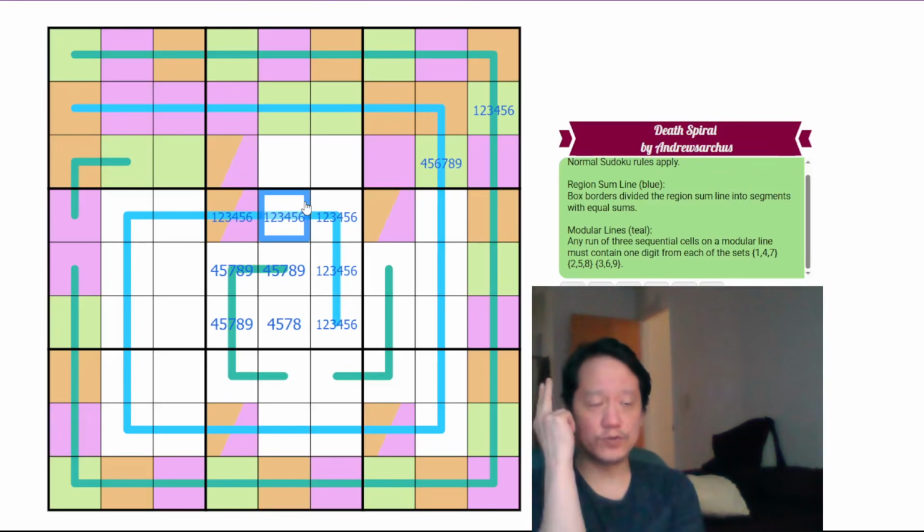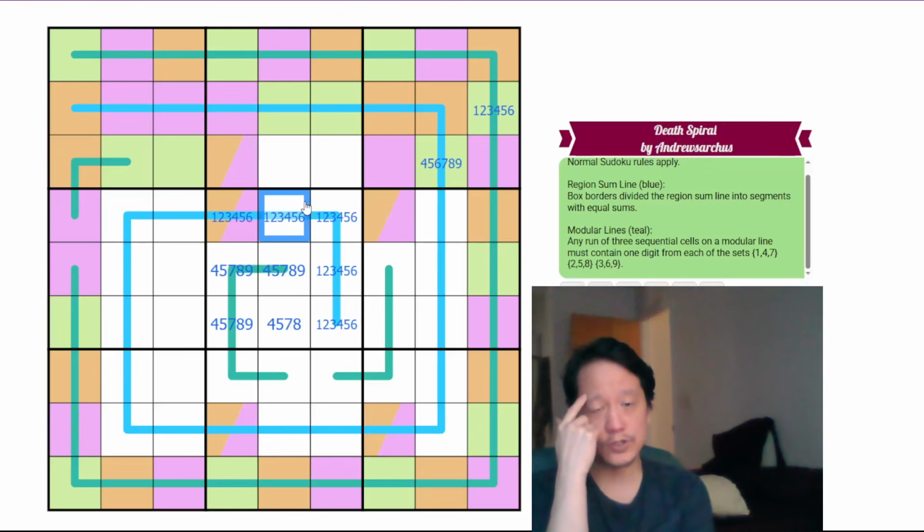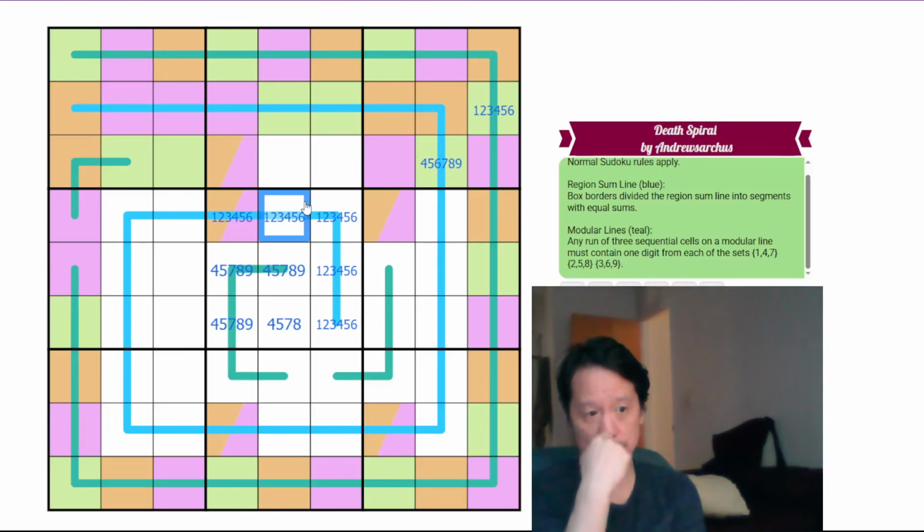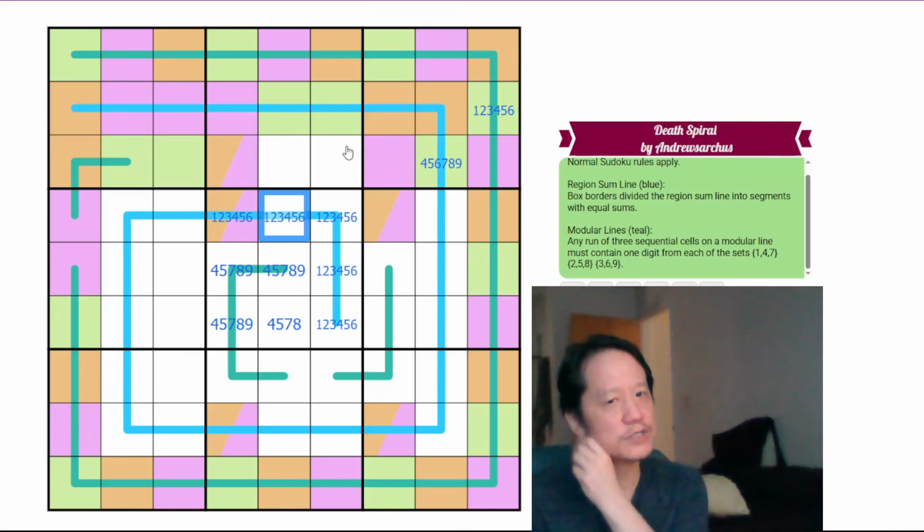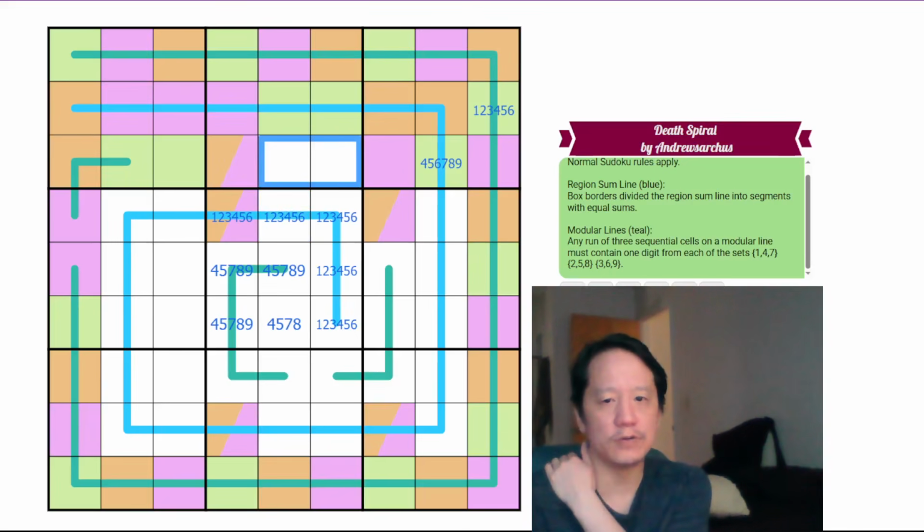So we have 2 pinks, 2 greens, and 2 oranges, all summing up to the number. Can it be 16 is the question. So these have to be pink and orange.